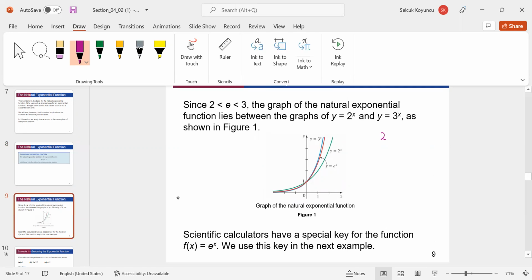Because you have this relation, when 2 is less than e and e is less than 3, you will also have 2 to the x less than e to the x and e to the x less than 3 to the x. So the graph of this function is going to be between the graph of 2 to the x and 3 to the x, maybe closer to 3 to the x, because this number is closer to 3 than 2.